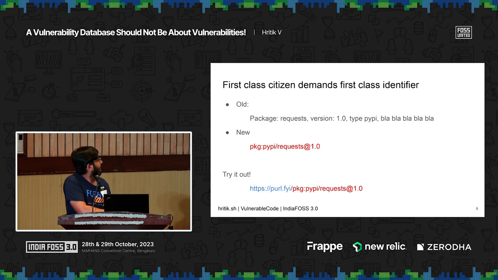The new way of doing this is using package URLs, and this is how it looks. You provide the package name, then PyPI is the type of the package where it is coming from, and then requests, add the version. There is an exhaustive way of representing every package out there. And this is decentralized as well. It's not that there is one authority that is giving package names for every package. You can derive your name depending on the package parameters, as you can see over here.